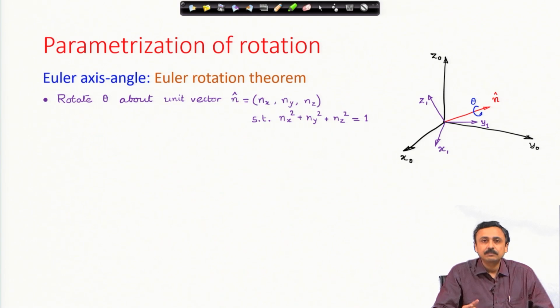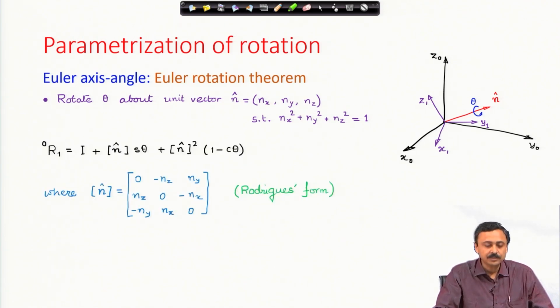And this unit vector is a direction. Because it is a direction, it has to be a unit vector, and n x square plus n y square plus n z square is 1, and this we have already discussed. The rotation matrix representing a rotation of angle theta about a unit vector n cap is represented by this. We have derived this, and it is not very difficult to remember also.